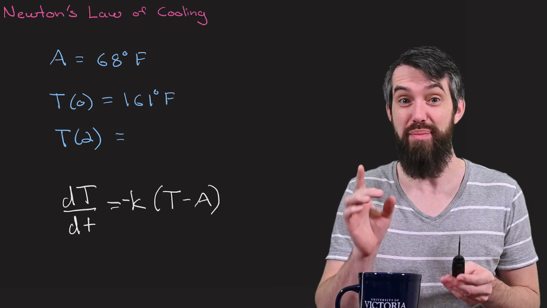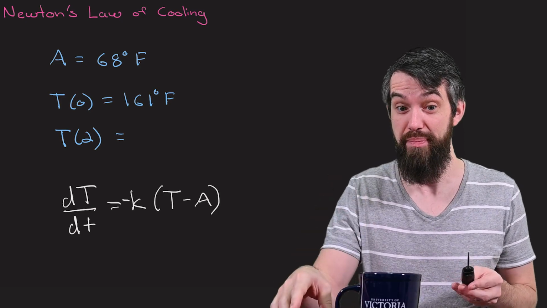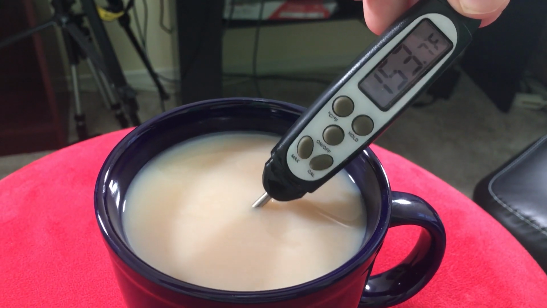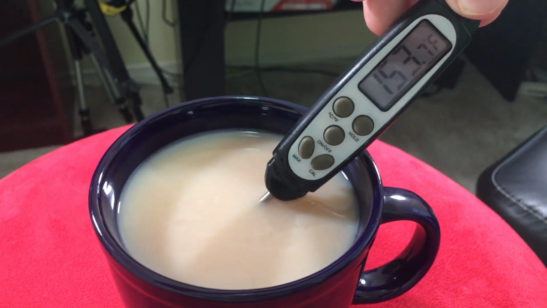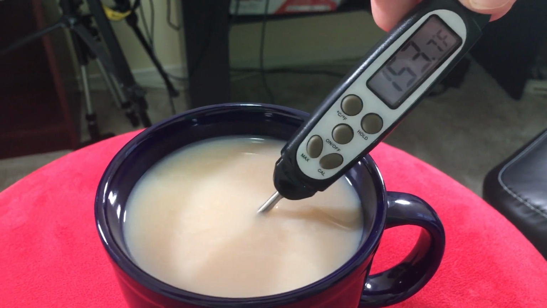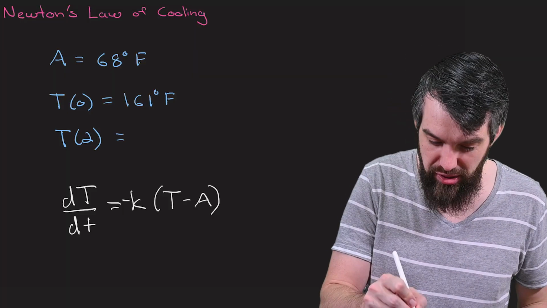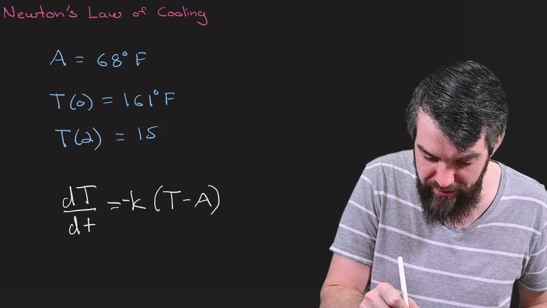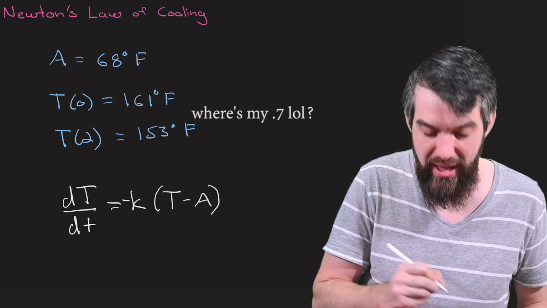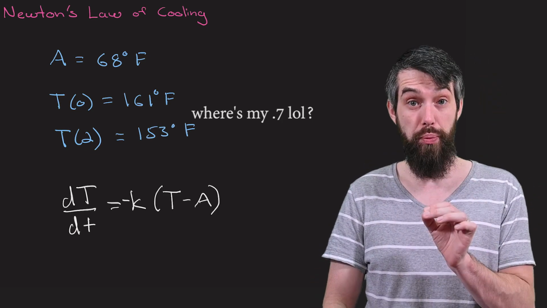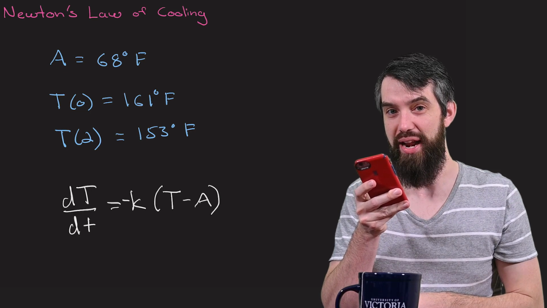All right, so 2 minutes is up. Now let's try measuring it one more time. And looks like we're at 153.7, just a little over 2 minutes later. Okay, so I'll just record that observation. This was about 153 degrees Fahrenheit. That's what happened at time t equal to 2. Set timer for 5 minutes.